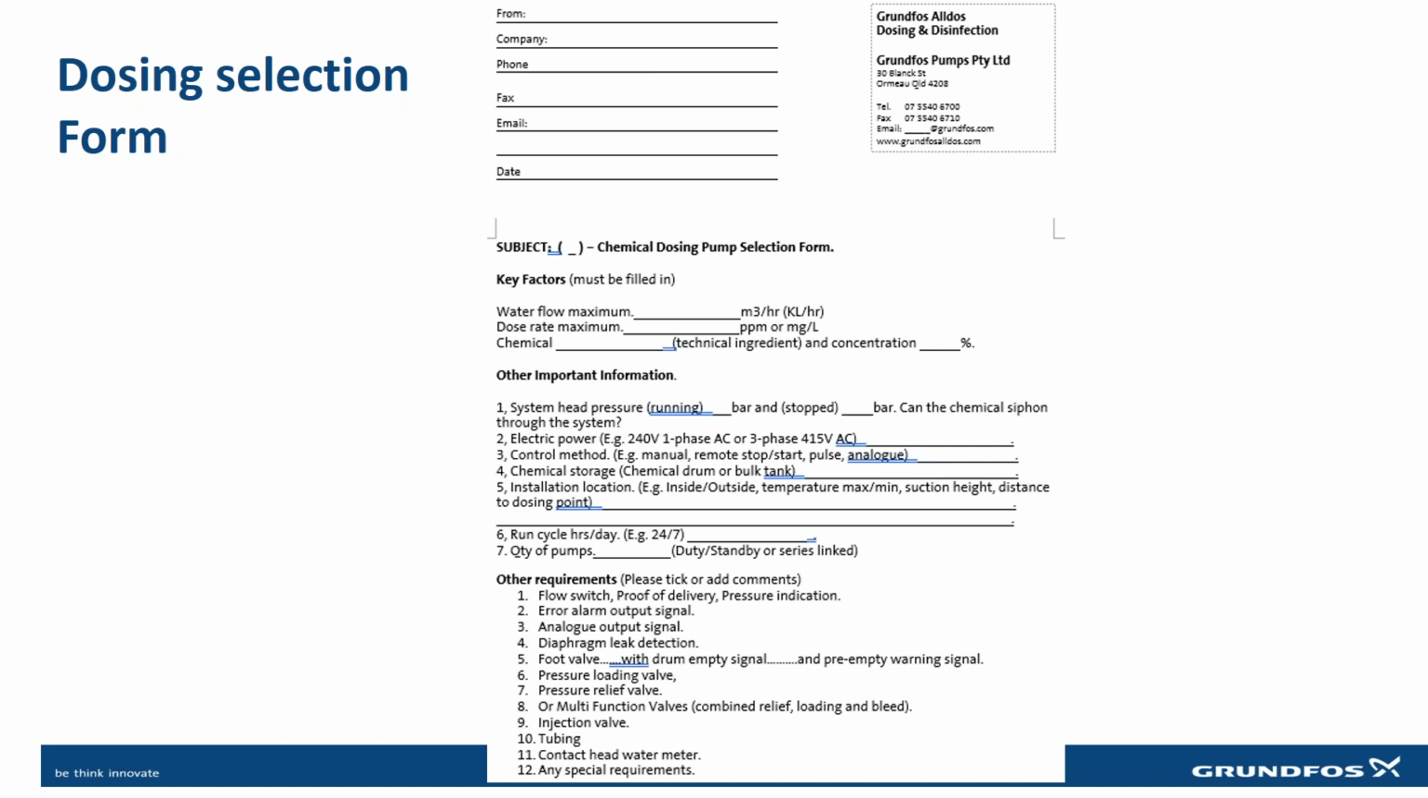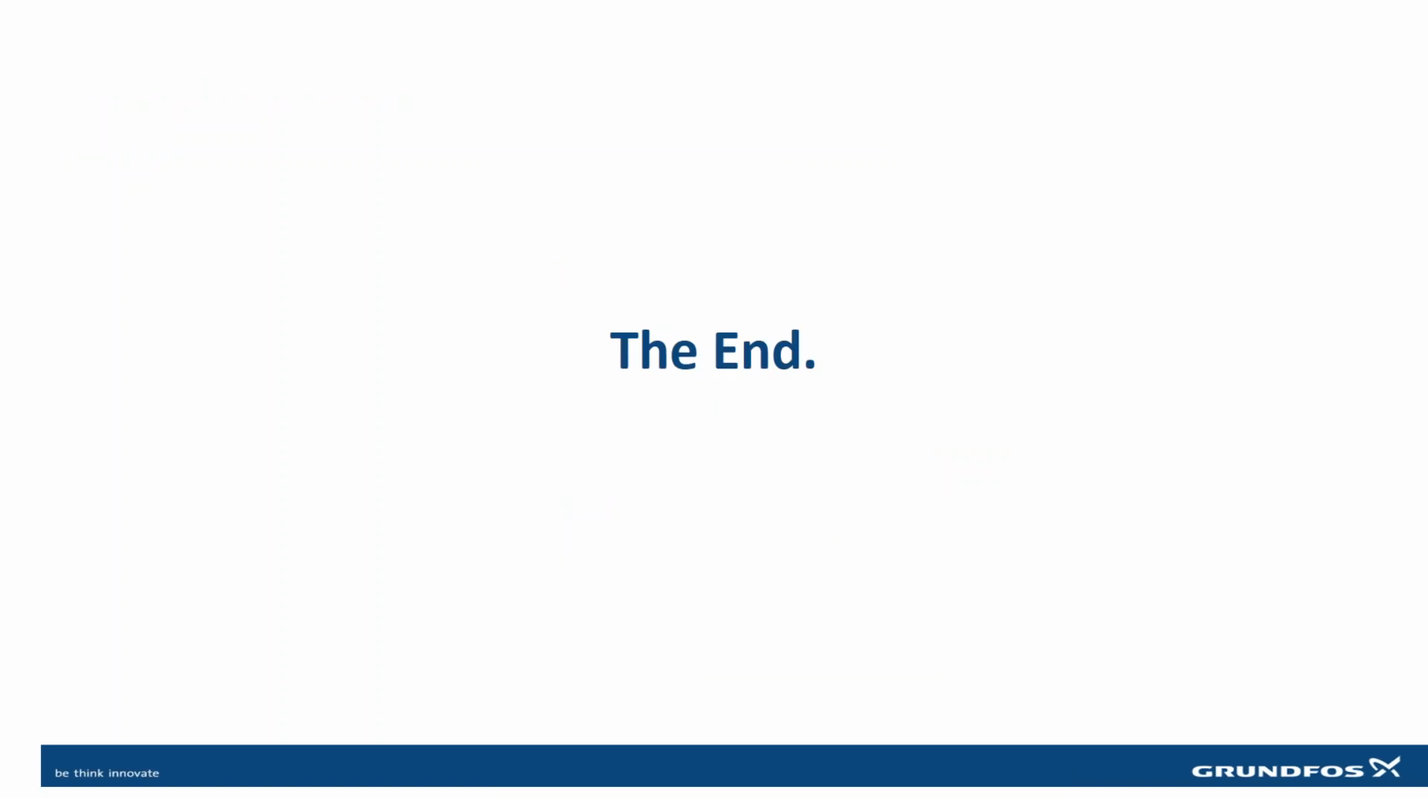You need to know things like electrical power, control method, as we've talked about, chemical storage, you need a tank, or whether you're going to use the chemical drum that the chemical is supplied in. Installation point, whether we need to look at extra housing for it, protection, things like that. Run cycle, how often, how much it's going to work, of course the quantity of pumps, and many other requirements there, and they're all included in there. So that's the basics of dosing system selection, and I hope that gives you some ideas for what you're looking to provide the right equipment for the customer's needs.